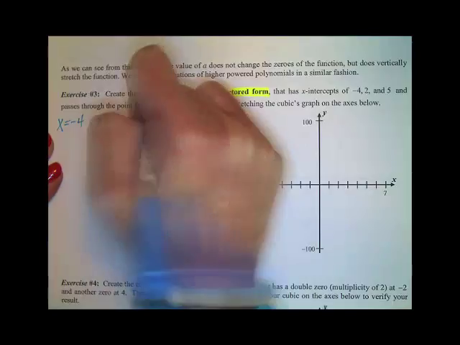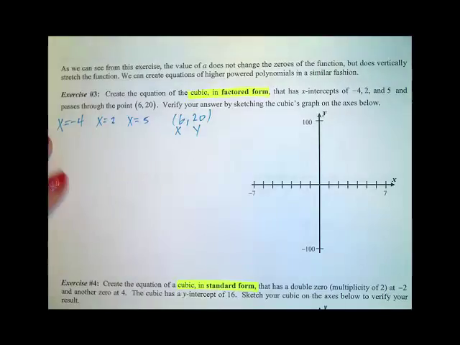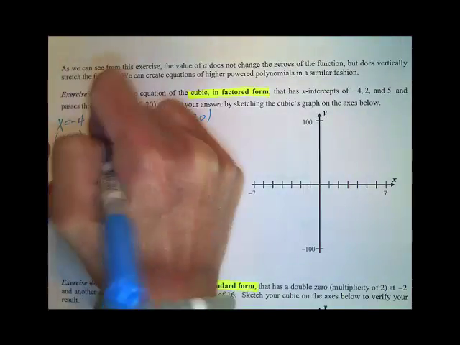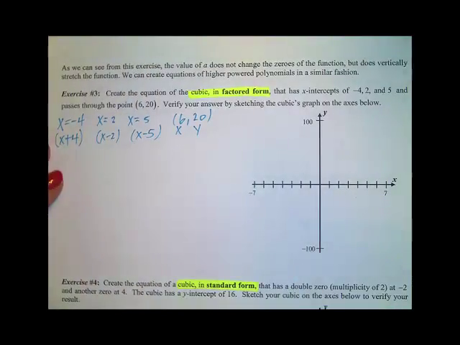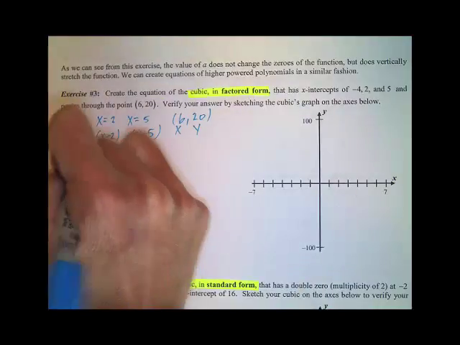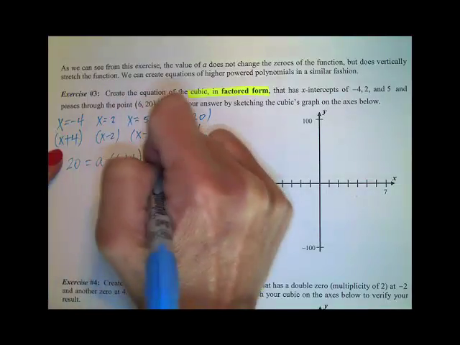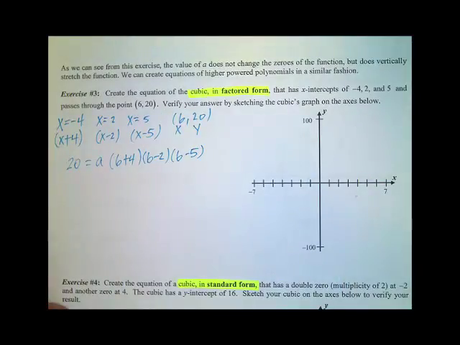And we have the point (6, 20), which represents my x and y. This gives me a factored form of x plus 4, x minus 2, and x minus 5. And I have to find that stretch or compress, that a value. So y is 20 equals a times x plus 4, well, x is 6, so 6 plus 4, 6 minus 2, and 6 minus 5. So I'm going to go ahead and do that math.